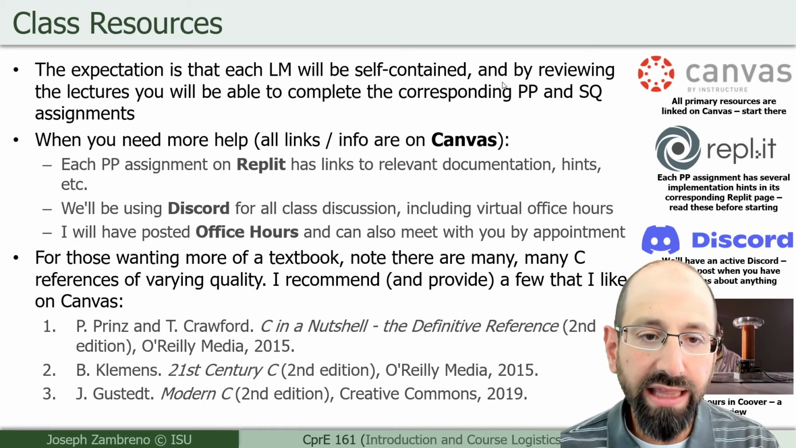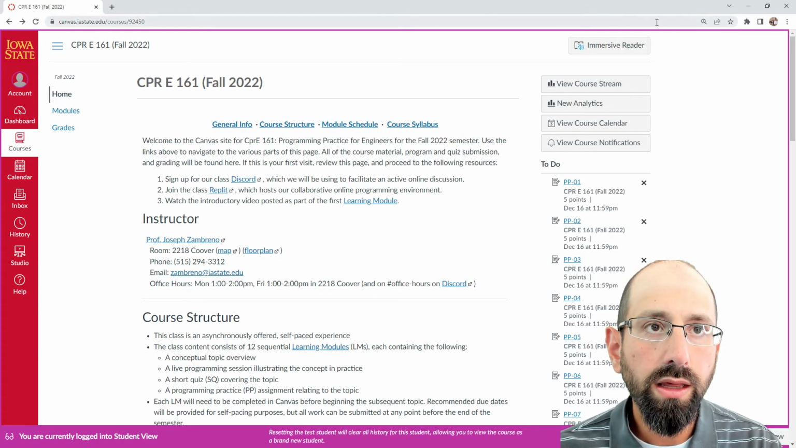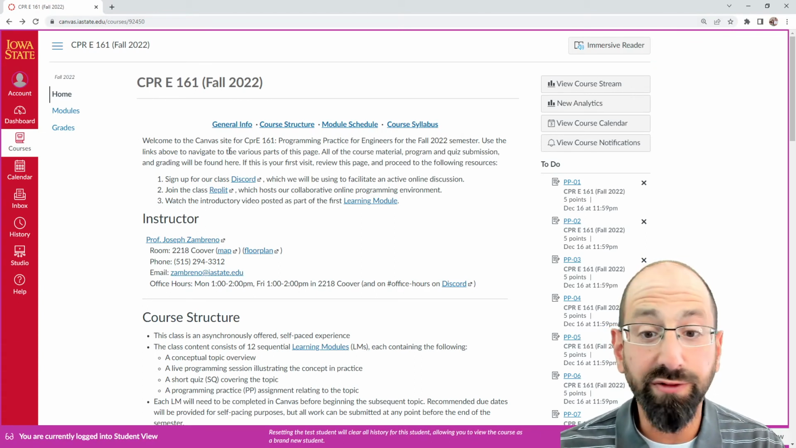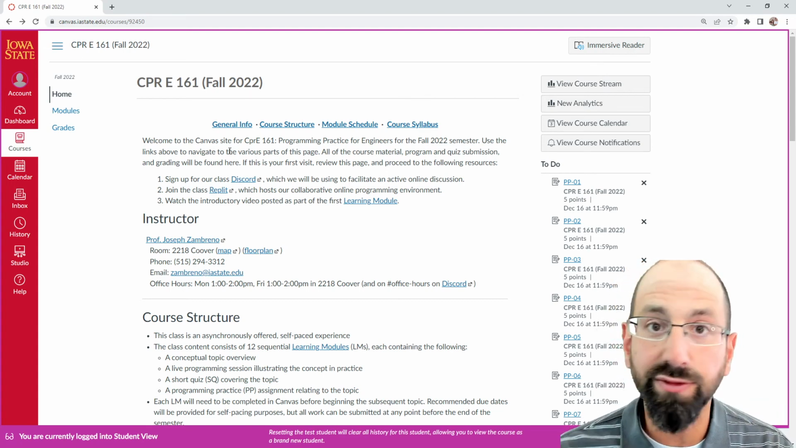And finally, let's go to Canvas and take a quick look at our Canvas page here for the course. Here's the student view of our Canvas page. As I mentioned, the first three things to look at would be here's the Discord. So take a look at the Discord, sign up for it.